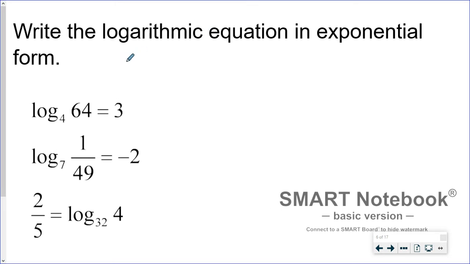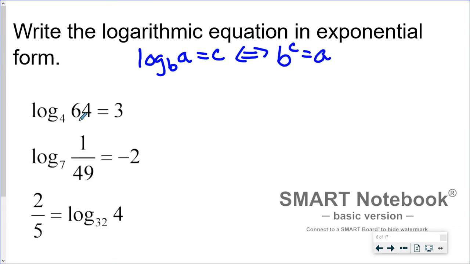All right, so it says write the logarithmic equation in exponential form. So again, if we have our definition of logarithm, log base b of a is equal to c if and only if b to the c equals a. All right, then basically my b is 4, so this becomes 4. My c is 3, and my a is 64.